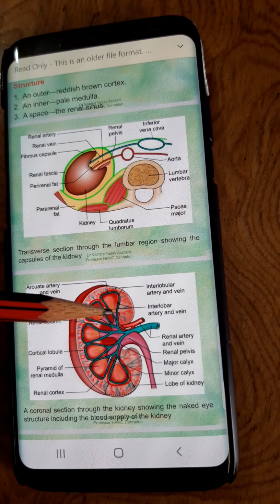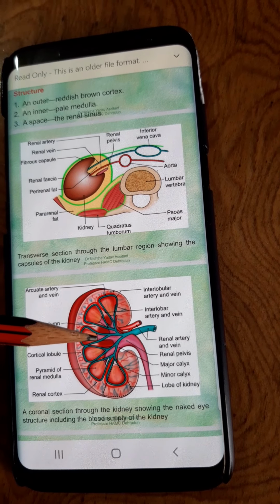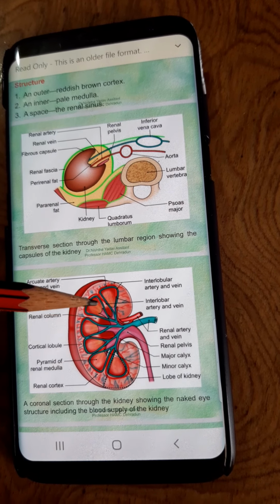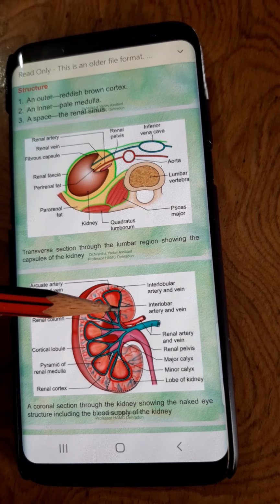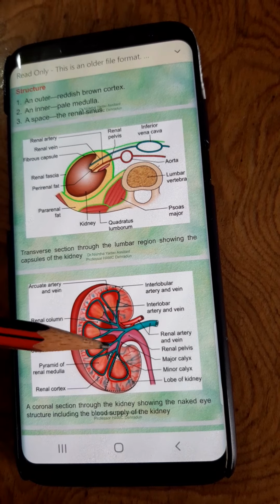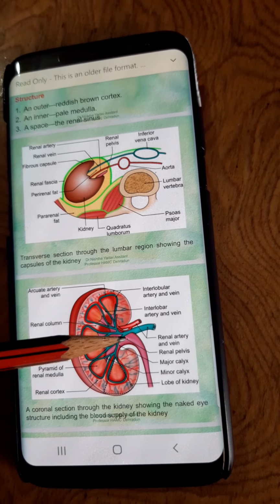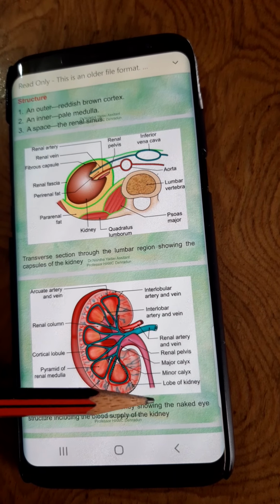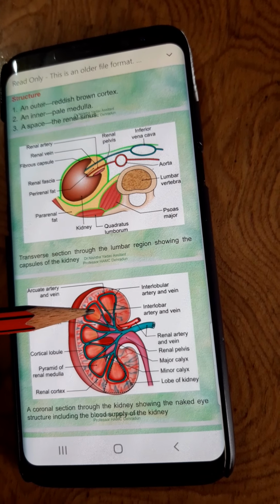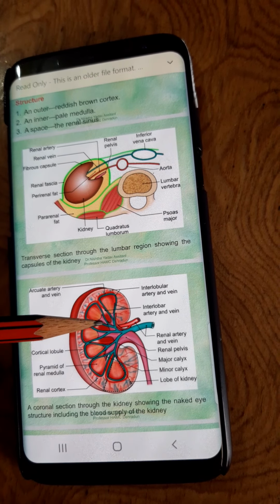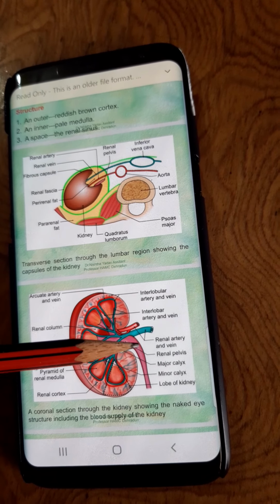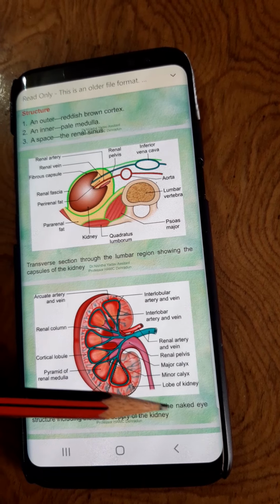The lower portion of these pyramids is known as renal papillae. The renal papillae opens into the minor calyx. This pink structure is the minor calyx. The minor calyces unite together to form the major calyx. The major calyx forms the pelvis, and the pelvis forms the ureter. So all this urine enters from the papillae into the minor calyx, from the minor calyx into the major calyx, from there into the pelvis, from there into the ureter, and outside of the kidney.